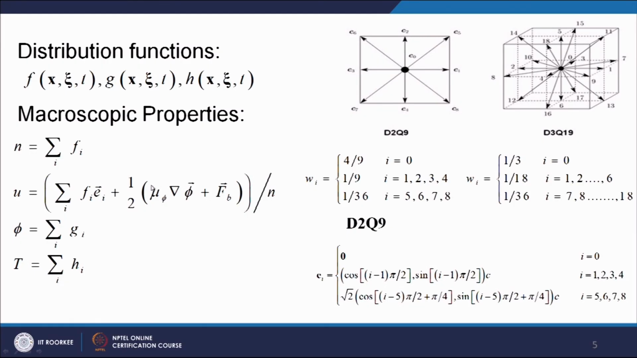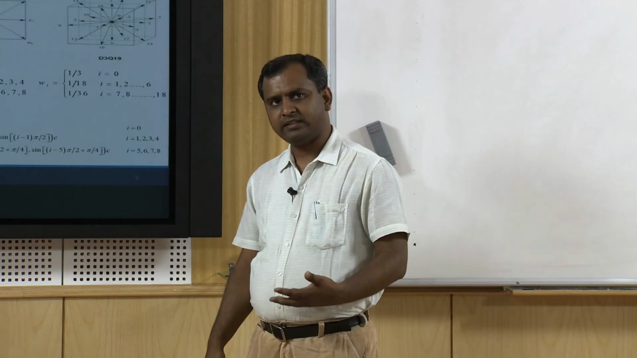Okay. In a similar fashion, this G will be giving you phi and H will be giving you T. So, summation of G over all directions will be giving you phi and summation of H over all directions will be giving you T. Now, whenever we add the information, one important parameter we need to take care of is the weight of the different directions.